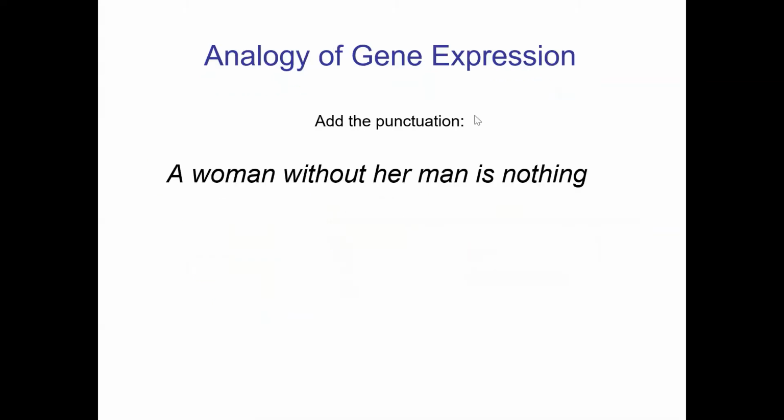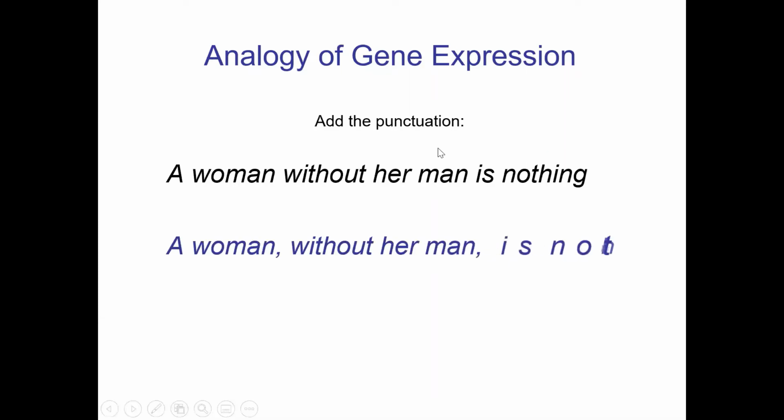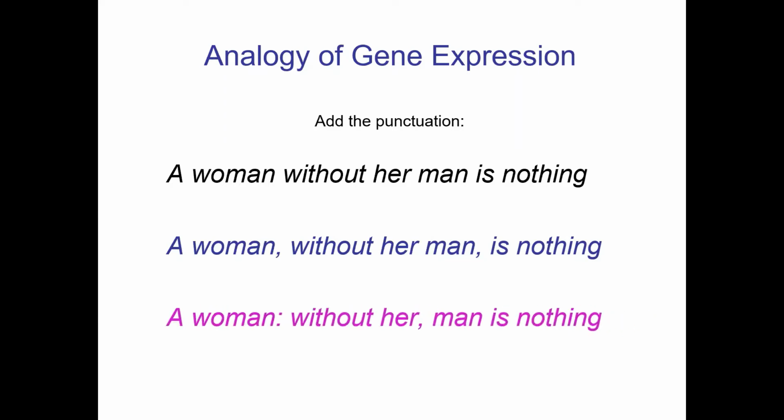So the first thing to think about in terms of gene regulation is this little exercise here. You can see I have a little sentence, and it says, add the punctuation. A woman without her man is nothing. So everyone's looking at this and thinking, well, of course I know how to punctuate this, right? So the men here are probably thinking, well, yeah, a woman without her man is nothing. And the women are like, whoa, wait. We're not going to punctuate it that way. We're going to punctuate it like this. A woman: without her, man is nothing.